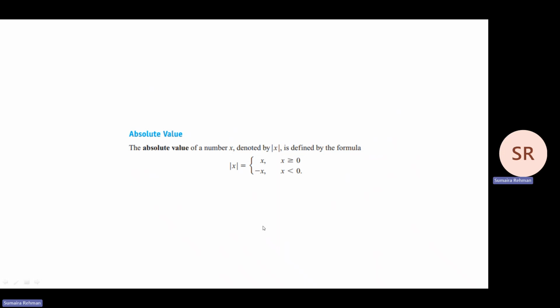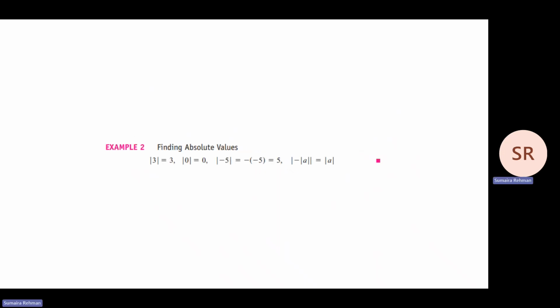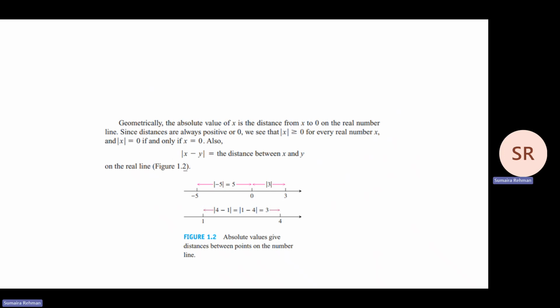Another way you can write the definition, which I already shared with you, is that it will be equal to x when x is greater than 0, negative x when x is less than 0, and equal to 0 when the number itself is 0, where there is no displacement. You can consider that example, and it will always give you a positive number.